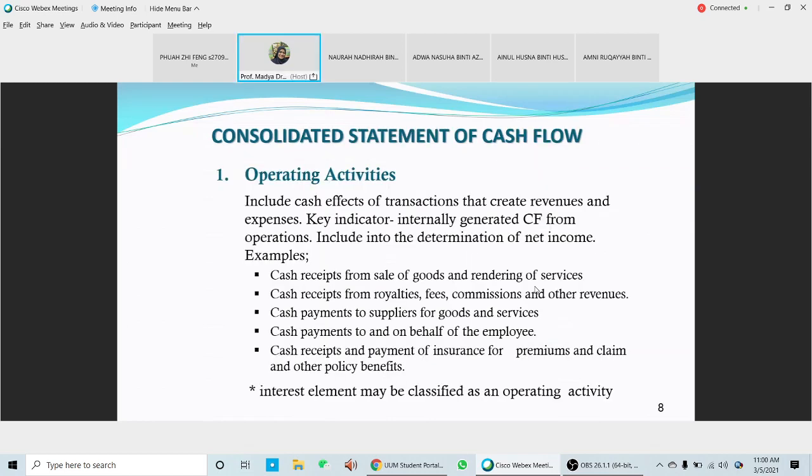Okay, operating activities here are related to the cash effect of the transactions that create revenue and expense. The indicator here is internally generated cash flow from operation. So it includes cash receipts from selling goods or providing services, receipts from royalty, fees, commissions, and other revenue, payments to suppliers, payments to employees, payments for insurance, and claims for other benefits. Interest elements may be classified as an operating activity. Okay, we have to be careful with this one. Interest expense or interest income may be a part of the operating activities.